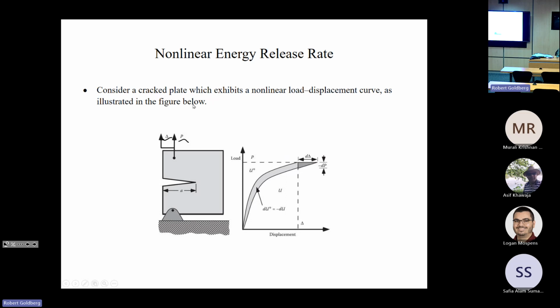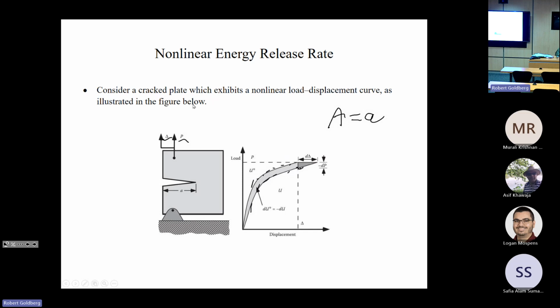a nonlinear load displacement curve. So we have our original load displacement curve here. Then when we apply changes in load or displacement, we have a modified load displacement curve. And where it was linear before, now it's nonlinear. And if the plate has a unit thickness, the crack area is just equal to this crack length if we have a unit thickness.